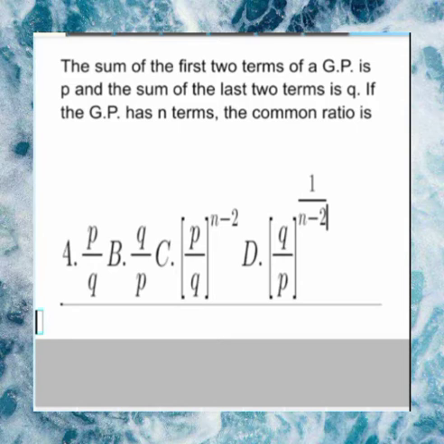So the question is, the sum of the first two terms of a GP is P and the sum of the last two terms is Q. If the GP has n terms, the common ratio is, so we have the options. The options are A, P divided by Q, B, Q divided by P, C, P divided by Q raised to power n minus 1, D, Q divided by P raised to power 1 over n minus 2.